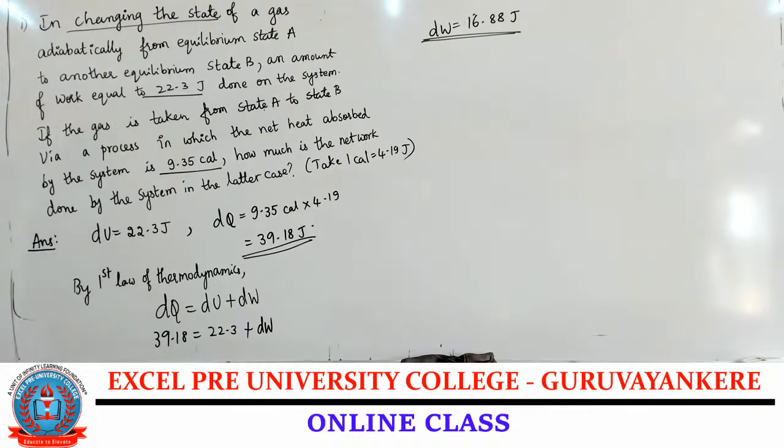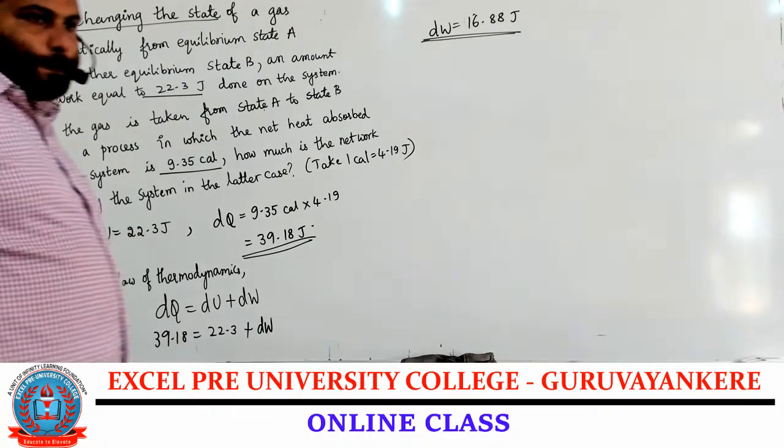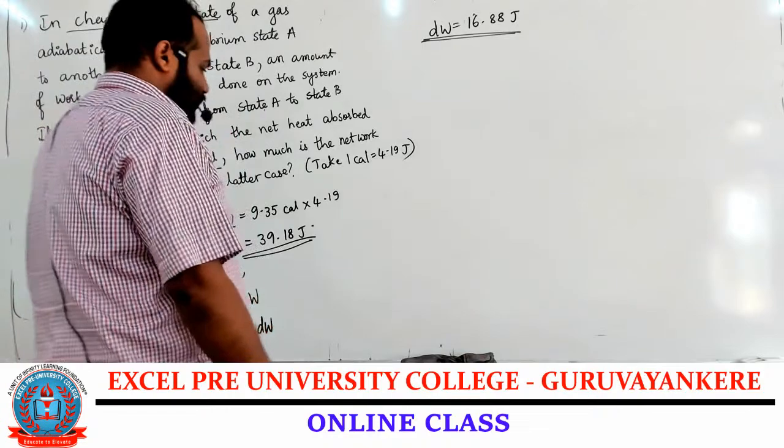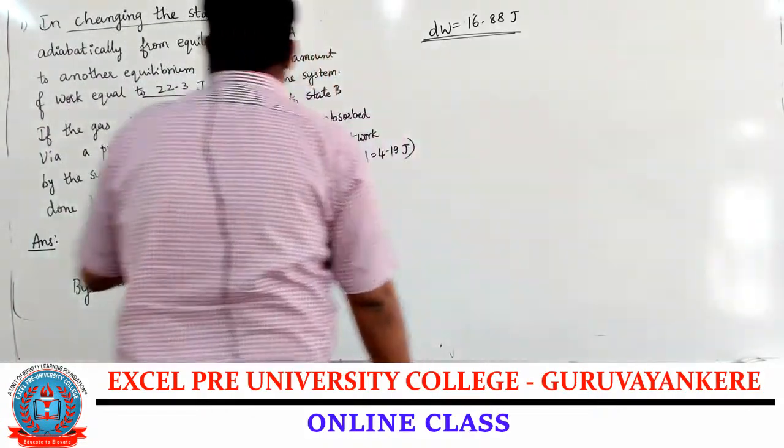Is that clear? Okay. Please take down the question and answer also. dW is 16.88 joule. Okay, so I'll drop this question. We'll move on to the next question now.